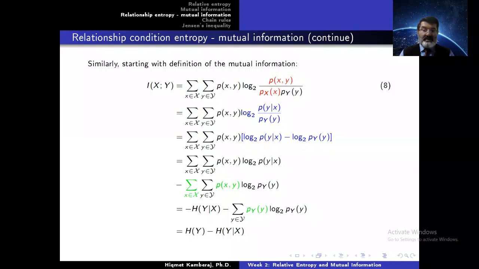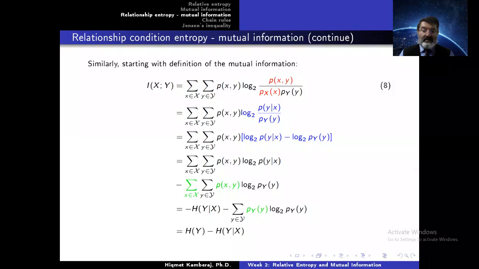Now I see, on the second term, the sum of x from chi set of p of x and y. So the terms that are highlighted, indicated in green, will give me the marginal probability mass function with respect to y. And the first term will give me, with minus in front, the conditional entropy of y given x.